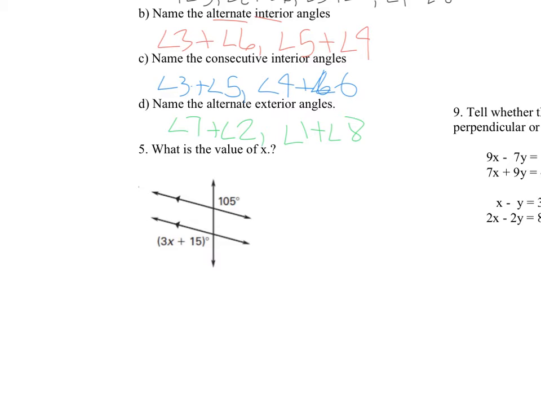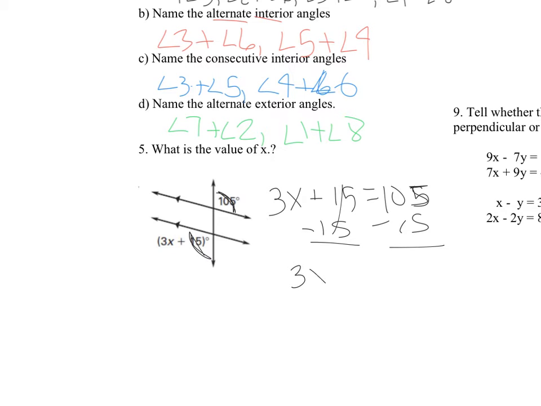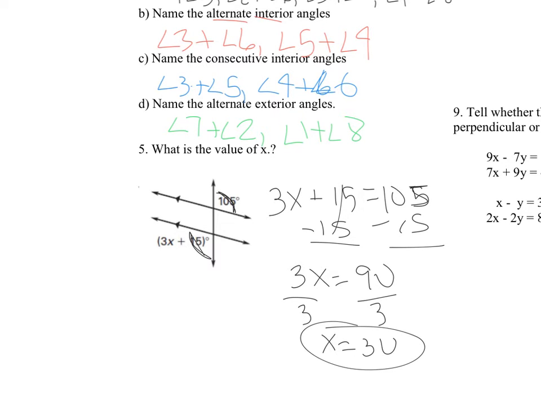What is the value of x? If you have an answer key with you, you'll notice I wrote angles are alternate exterior, right? These two angles have an alternate exterior relationship, and what that means is they're congruent. So if two things are congruent, you set them equal, and you solve. So now we're just minus 15, 3x equals 90, divided by 3, x equals 30. And that's all there was to that. That's pretty simple.